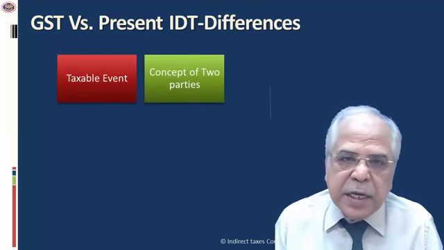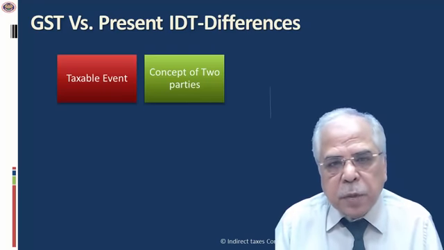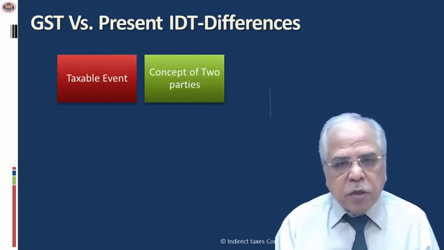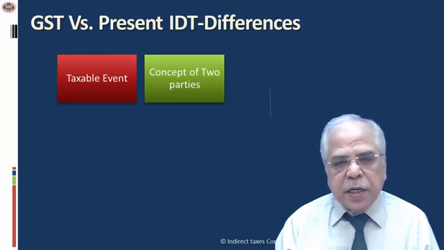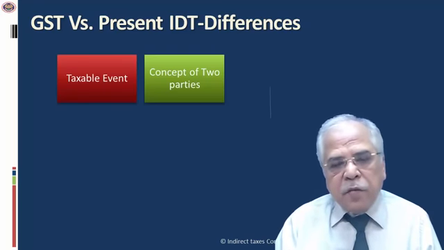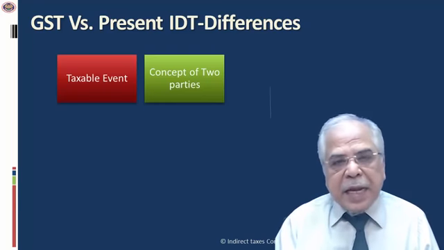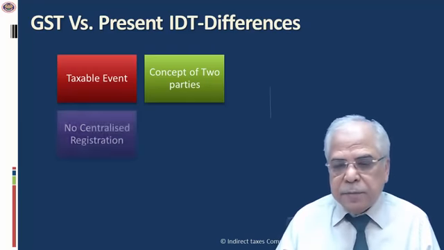Then, presently, in all the indirect taxes, there need to be two parties. For example, if we talk about VAT, there has to be a seller and a buyer; in customs, an importer and the person who is exporting the goods; in excise, manufacturer and customer; in service tax, provider and recipient. In GST, however, wherever we are transferring the material to our own branch, even that transaction, though between two units of the same person, will be subject to tax.